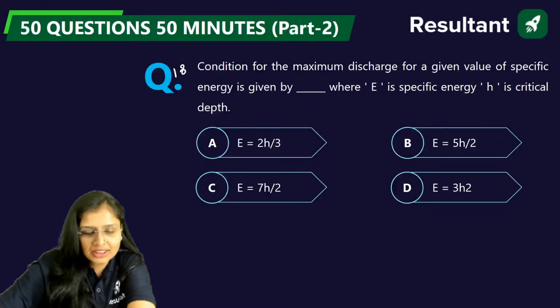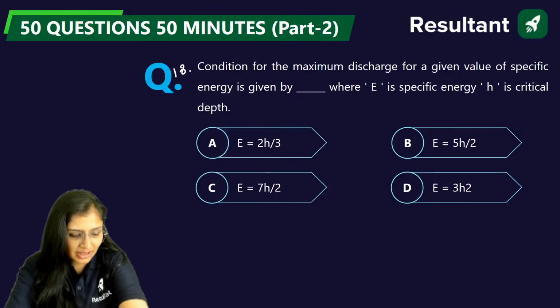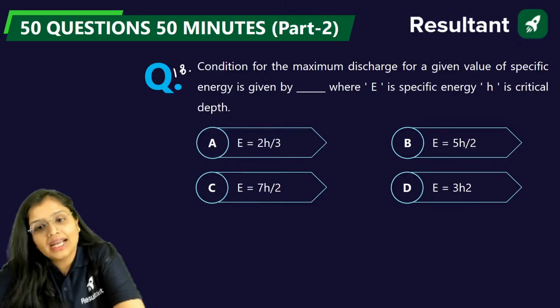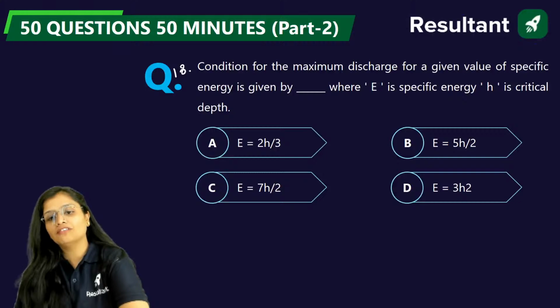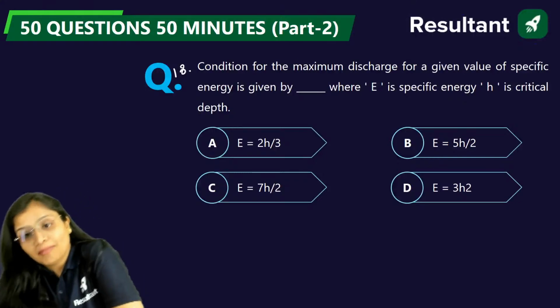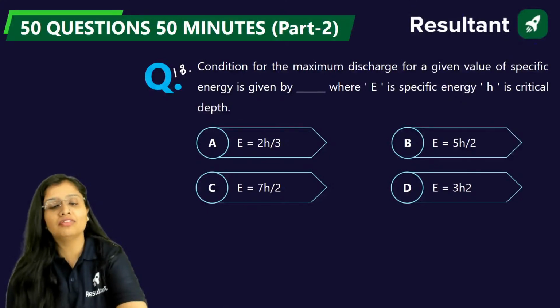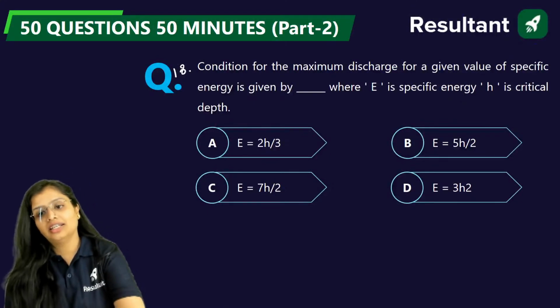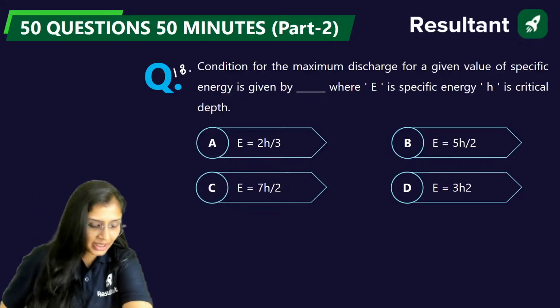Question number 18, this is from open channel flow, and I guess you will be able to answer it because this is a very easy one. Conditions for the maximum discharge for a given value of specific energy. Check it out. Maximum discharge for a given value of specific energy. This is the critical flow condition. Discharge is maximum for a given specific energy. This is the critical condition.